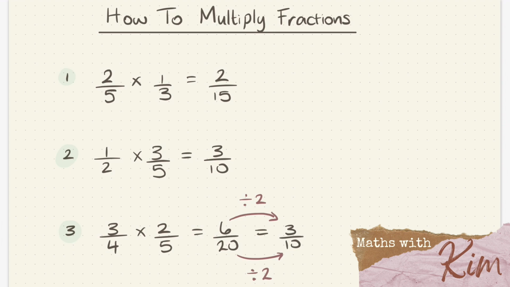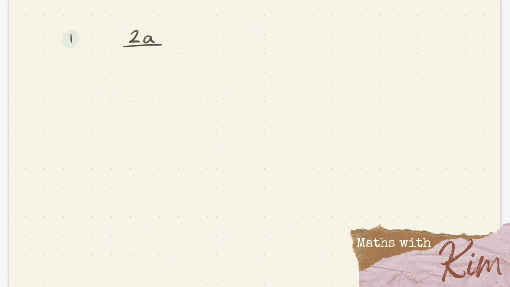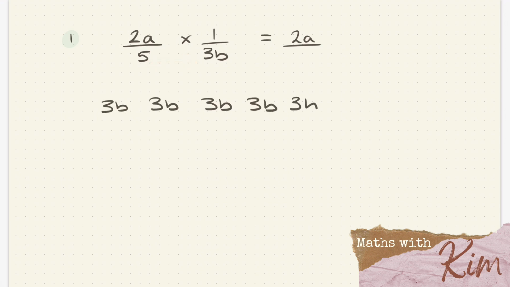Now let's have a look at multiplying fractions with algebraic terms. We have got 2a over 5 multiplied by 1 over 3b. So following the same thing as we did before, we're going to multiply straight across. So 2a times 1 is still 2a, and then 5 times 3b, that means that I've got 3b 5 times. Now if I look to see how many b's I actually have, so that's 3, 6, 9, 12, 15 b's.